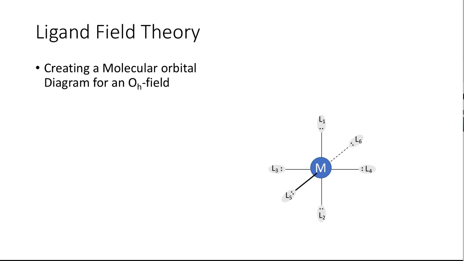In ligand field theory, we take more of a molecular orbital approach to describe covalent bonding between the ligands and the metal. And so we use a combination of the atomic orbitals on the metal and the frontier orbitals holding the lone pairs of the ligands to produce a molecular orbital description of the bonding in the complex.